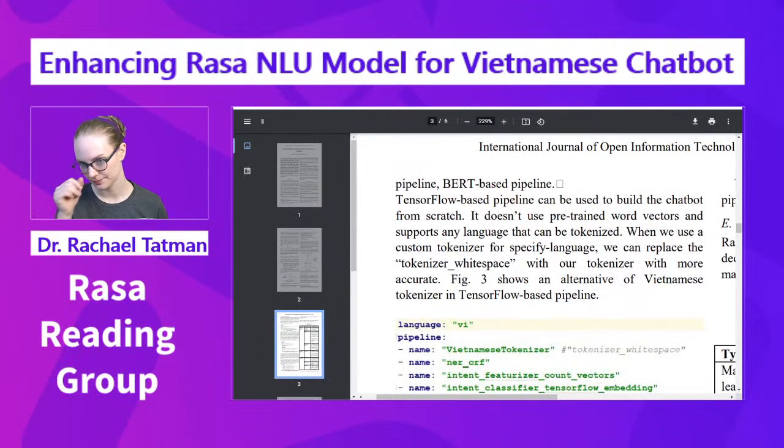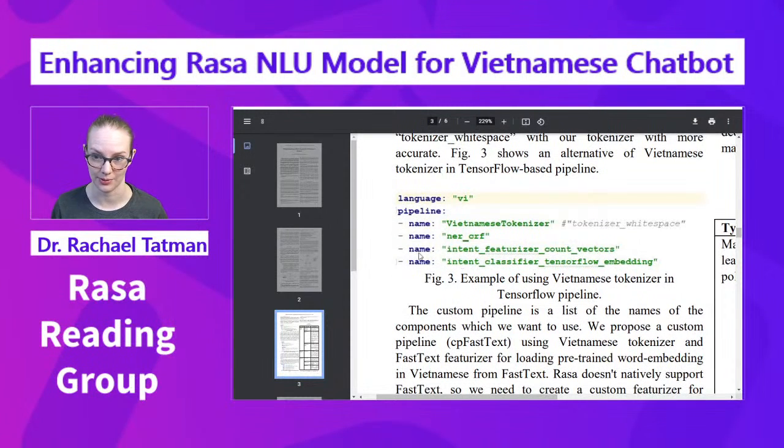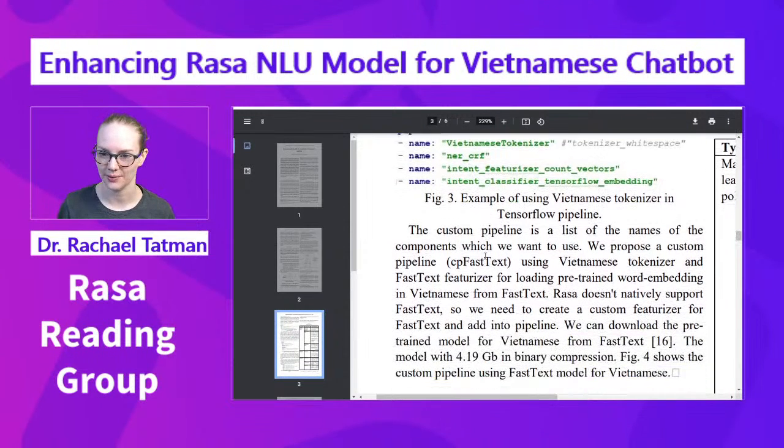And a BERT-based pipeline. The TensorFlow-based pipeline can be used to build the chatbot from scratch. It doesn't use pre-trained word vectors and supports any language that can be tokenized. When we use a custom tokenizer for a specified language, so here they have the ISO language code, we can replace the whitespace tokenizer with our tokenizer, which is more accurate. Figure 3 shows an alternative Vietnamese tokenizer in a TensorFlow-based pipeline. So language Vietnamese, the Vietnamese tokenizer, and then they're doing named entity recognition using conditional random fields. I think that's what CRF stands for. People generally just say CRF, and then count vectors featurizer, and then TensorFlow embeddings for the classifier.